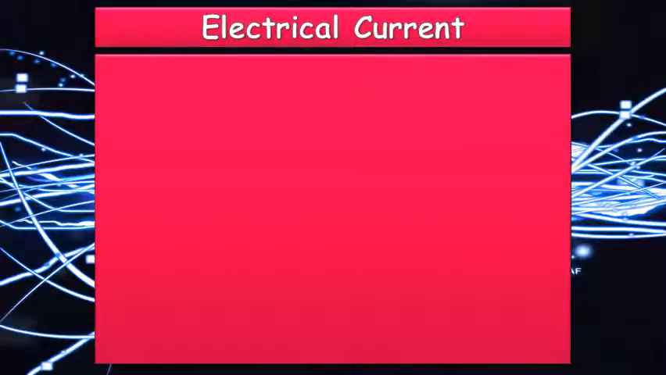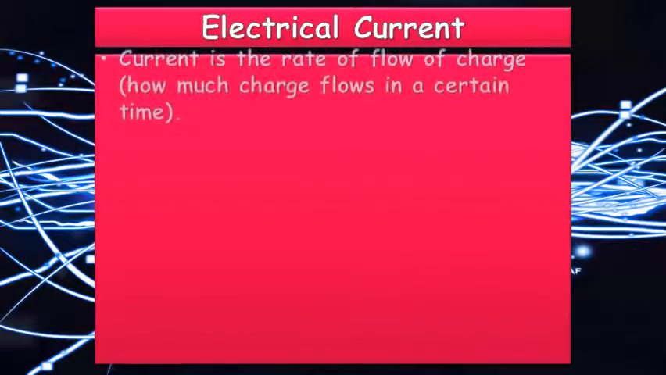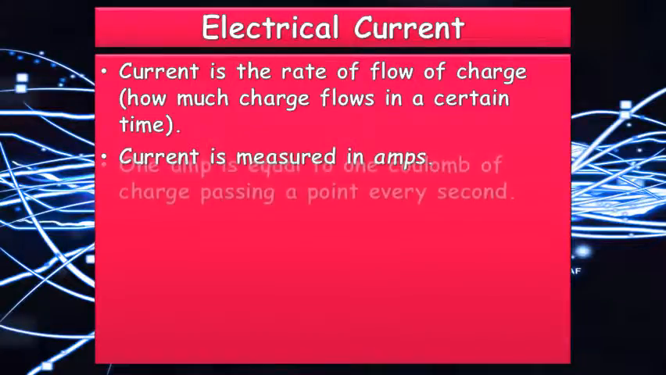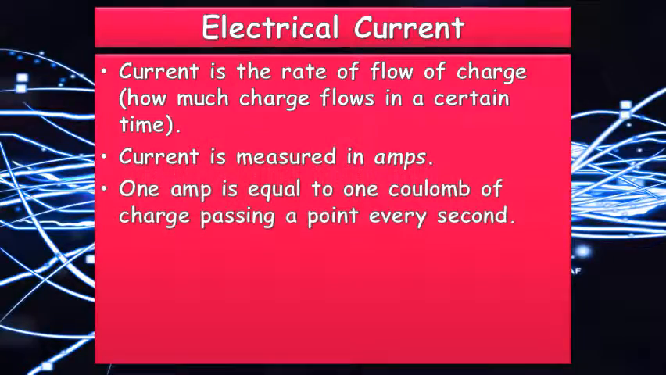So now let's look in more detail at electrical current. So current is the rate of flow of charge, or in other words, how much charge flows through a certain point at a certain time. And current is measured in amps or amperes. 1 ampere is equal to 1 coulomb of charge passing through a single point every second.